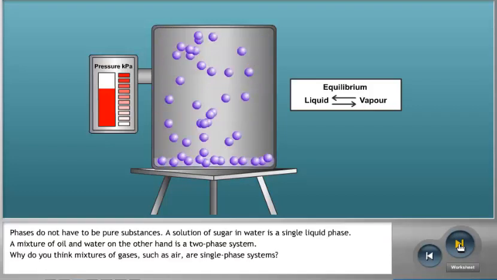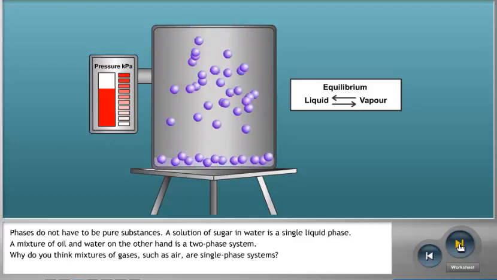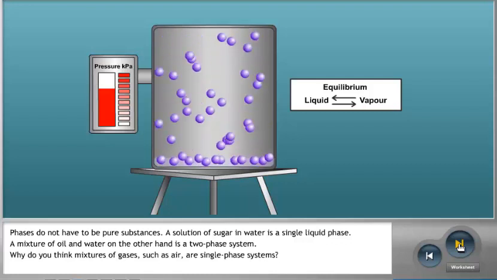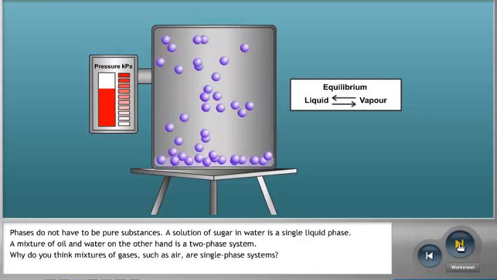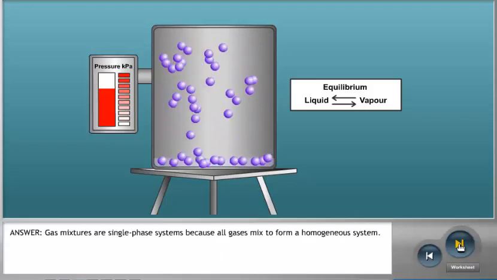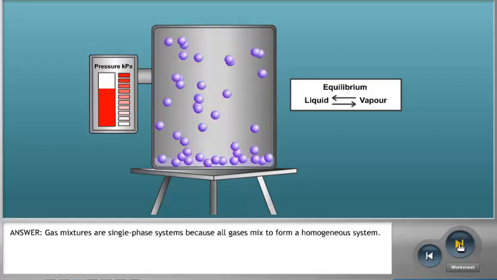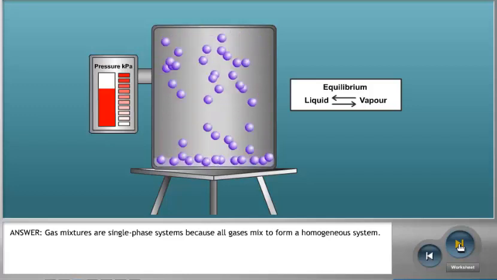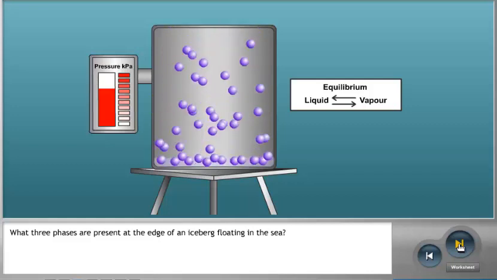Phases do not have to be pure substances. A solution of sugar in water is a single liquid phase. A mixture of oil and water, on the other hand, is a two-phase system. Why do you think mixtures of gases such as air are single-phase systems? Answer: gas mixtures are single-phase systems because all gases mix to form a homogeneous system. What three phases are present at the edge of an iceberg floating in the sea?